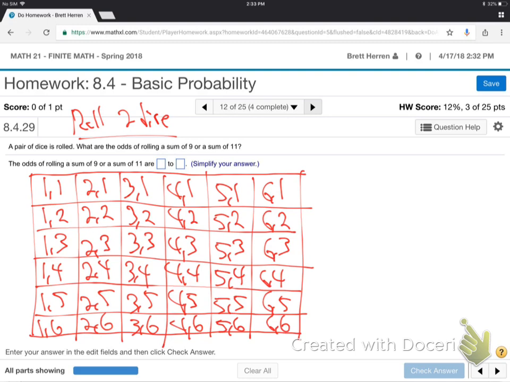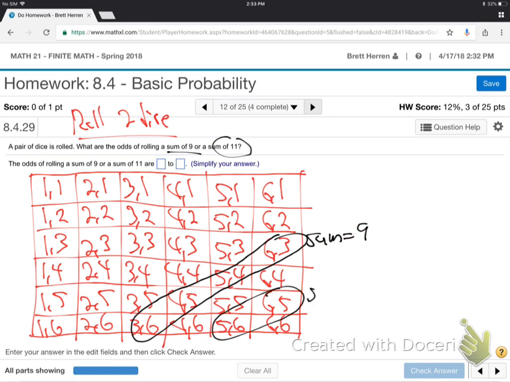All right, now what do they talk about in particular? Sum of 9. Which one's sum? Remember, those are diagonals. Remember we talked about any total's a diagonal. So it's this diagonal right here, isn't it? All those have a sum equal to 9, don't they? 6,3; 5,4; 4,5; 3,6. And how many have a sum of 11? That's these two right there.